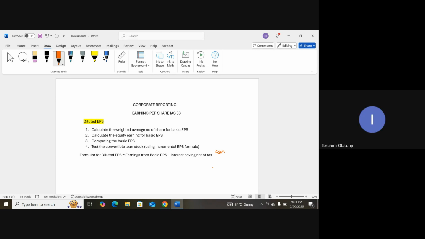Okay. Interest saving net of tax convertible loan stock. So I think you can see it that way. Interest savings net of tax convertible loan stock. Then you now divide it with the number of shares.